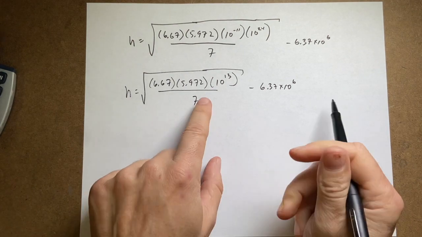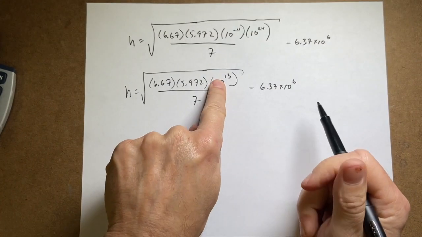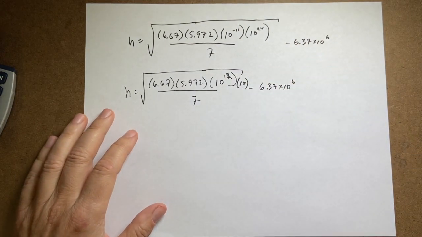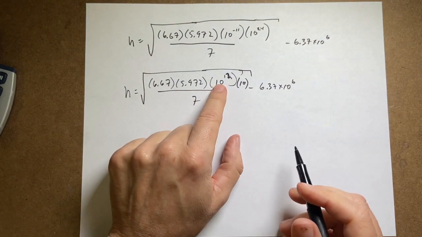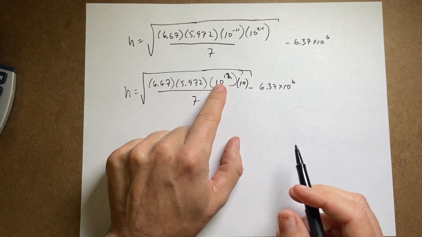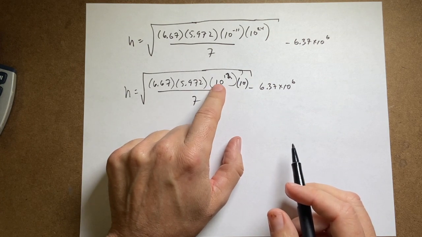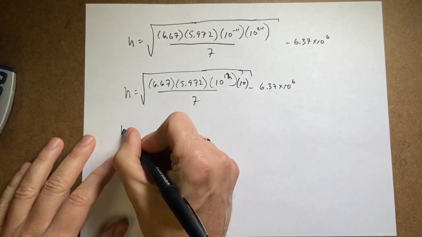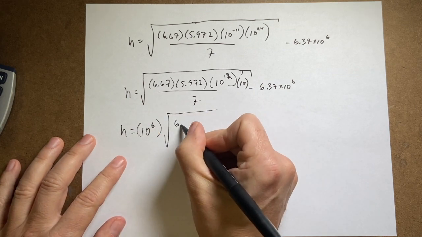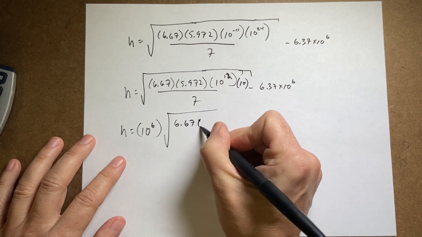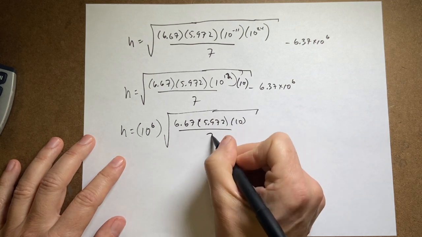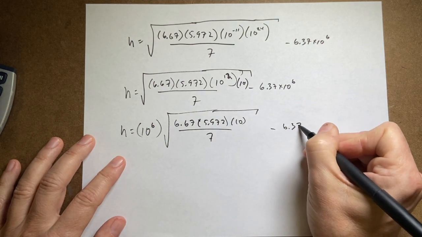Okay, now, I still can't take the square root of 10 to the 13th. However, I can write this as 10 to the 12th times 10 in the square root. Now, 10 to the 12th, I know the square root of that, because what times what gives me 10 to the 12th? That's 10 to the 6th. So the square root of 10 to the 12th is 10 to the 6th. I can pull that out front, and I get h equals 10 to the 6th times the square root of 6.67 times 5.972 times 10 over 7 minus 6.37 times 10 to the 6th.